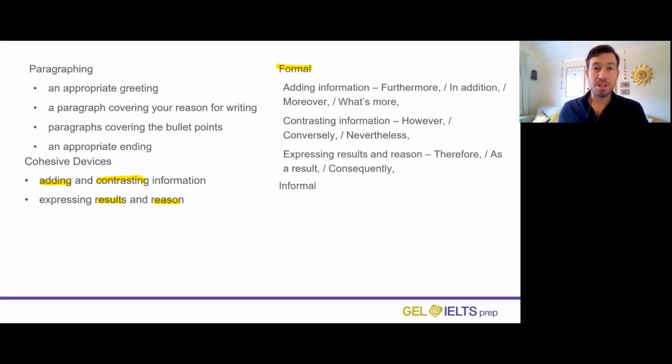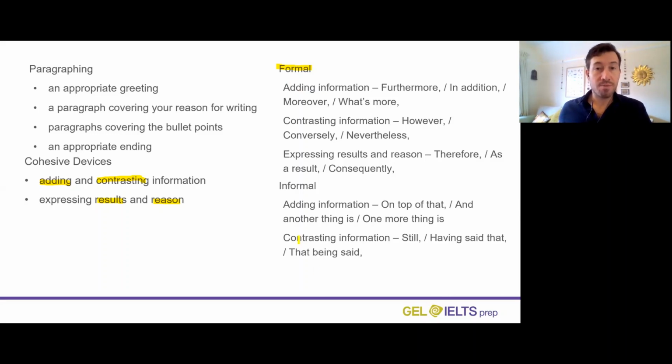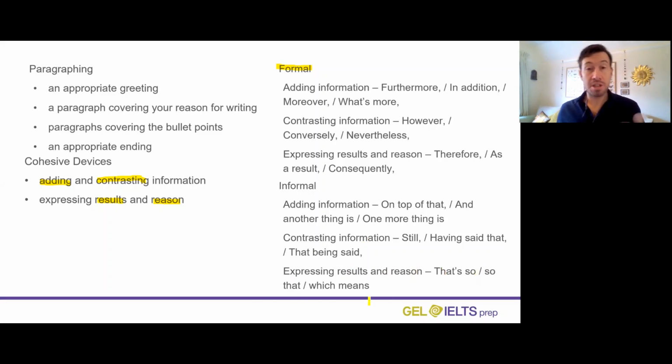Now, the informal versions would be ones like this. You could have, again, adding information. So on top of that, and another thing is, one more thing is. Those are cohesive devices that are much more informal. You could also have ones for contrasting information. You could say still, having said that, and that being said. These all just mean but, again. And then here, expressing results and reasons, that's so, so that, or which means. Again, these all just mean so.